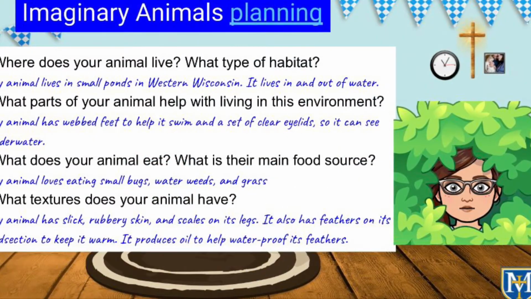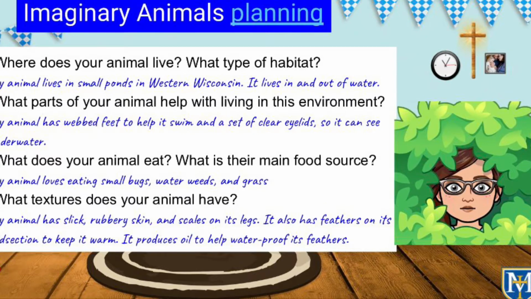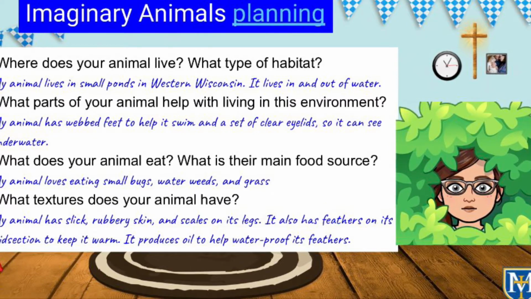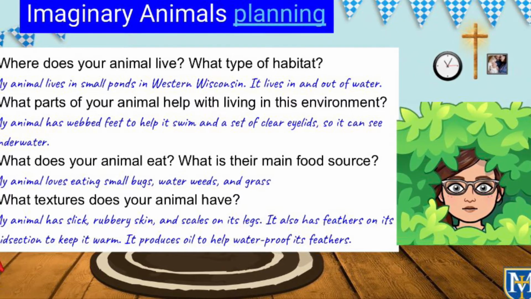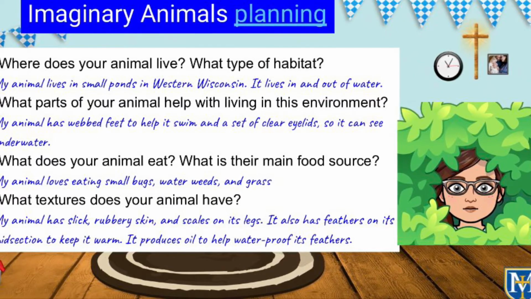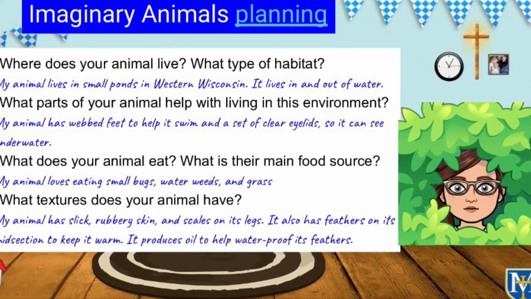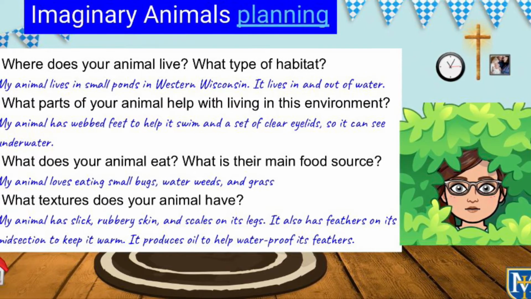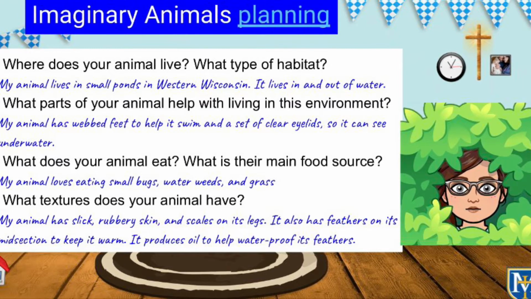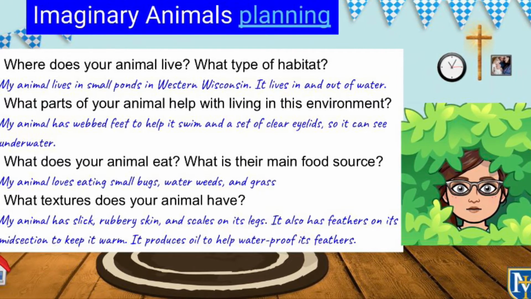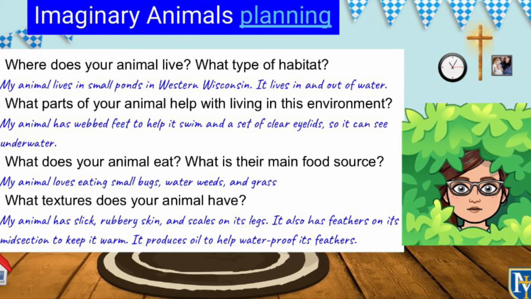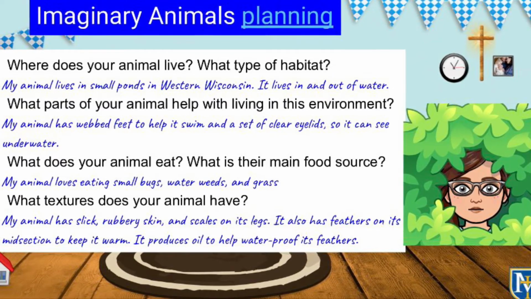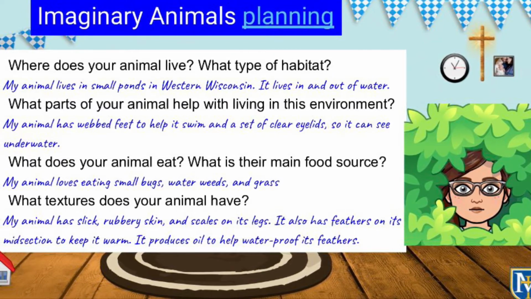We know from animal science and earth science that habitats are the area, the environment in which a creature lives. So my animal lives in small ponds in western Wisconsin. It lives in and out of water. Think about some other creatures that might live in and out of water. That's what my habitat is. Your habitat could be something completely different. Think about the Arctic. Think about the Sahara or a jungle. Where do you want your animal to live?